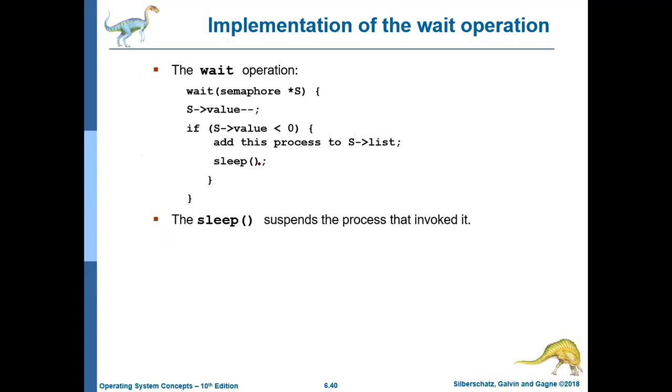In your wait operation, if the semaphore value is less than or equal to 0, then add this process to the semaphore list. That means you are blocking this process. If the value of the semaphore is less than 0, then that process will be blocked, or you can say suspended. It will go directly into the waiting queue.